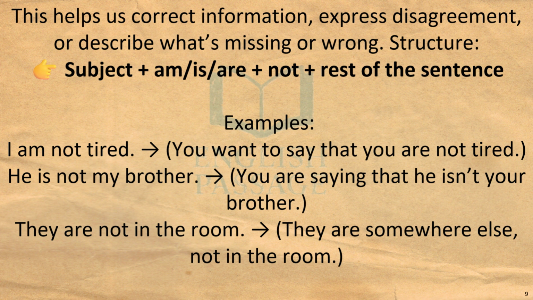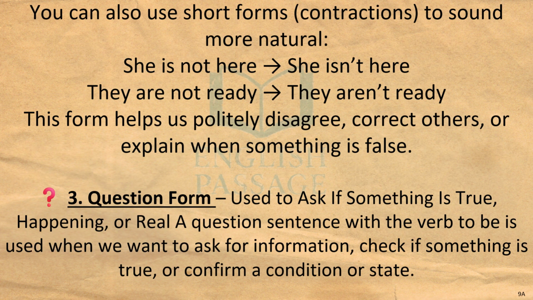They're not in the room. They're somewhere else, not in the room. You can also use short forms, contractions, to sound more natural. She is not here, she isn't here. They're not ready, they aren't ready. This form helps us politely disagree, correct others, or explain when something is false.